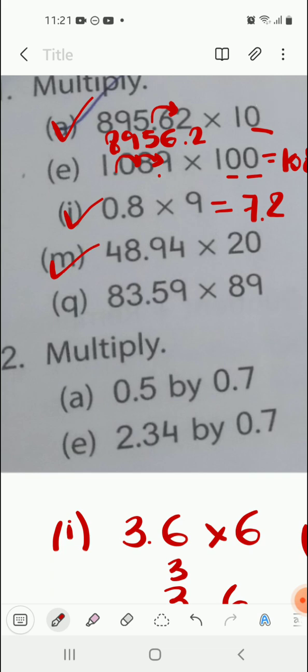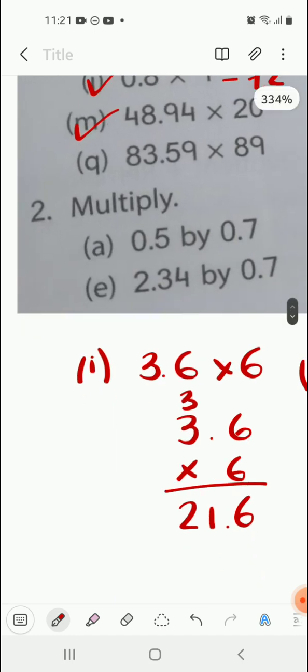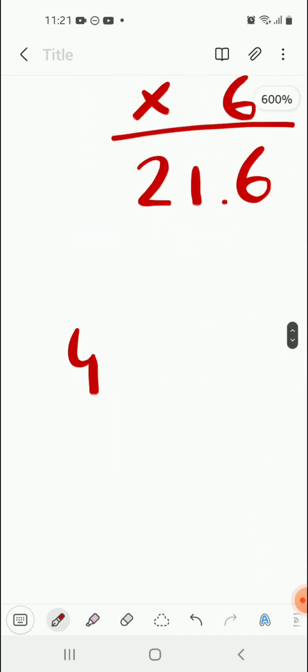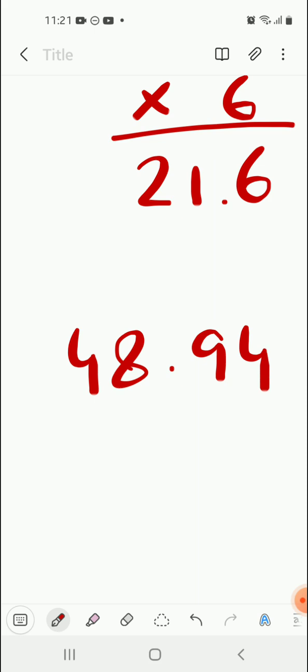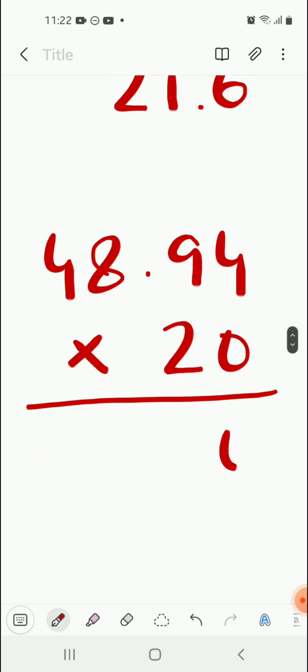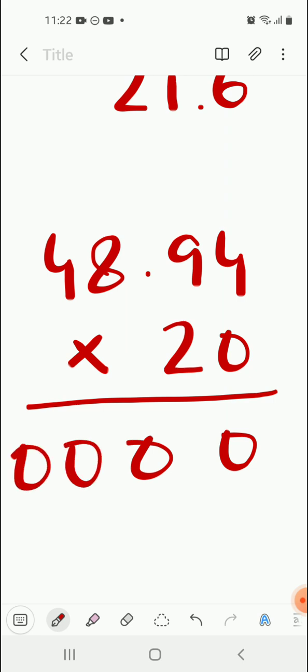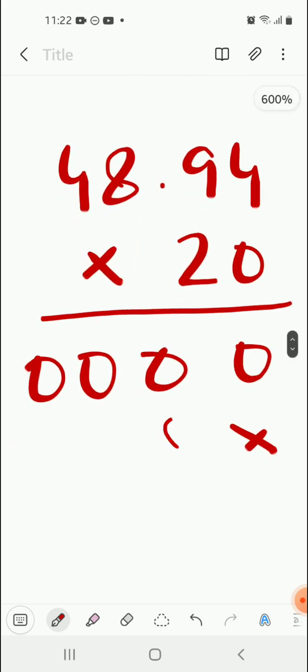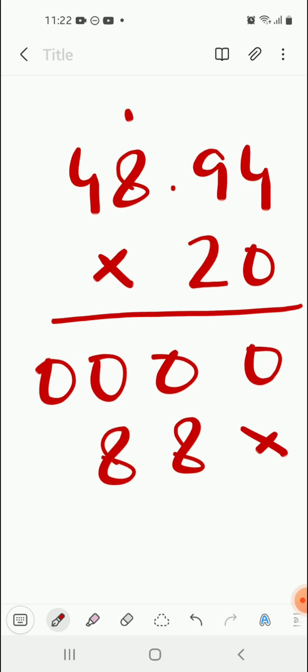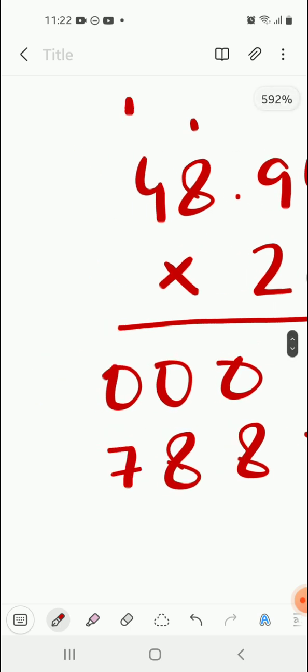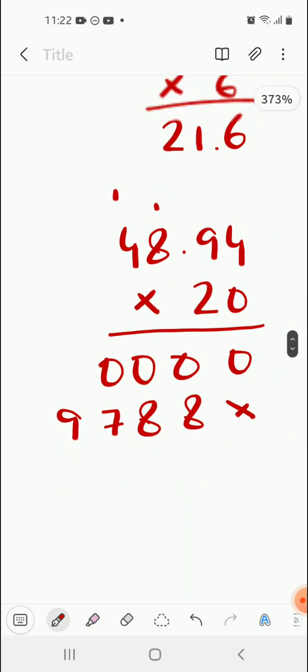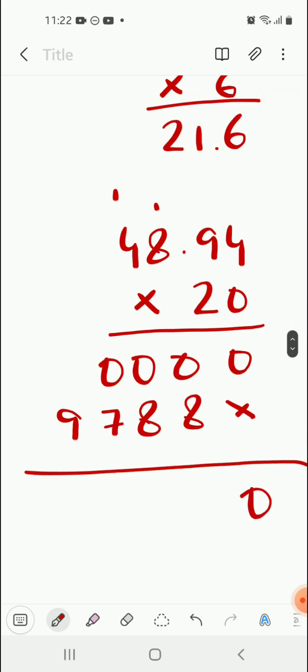48.94 into 20. First of all, 0 into any number is 0. 2 4s are 8. 9 into 2 is 18. 8 2s are 16 plus 1, 17. 2 4s are 8 plus 1, 9. So it becomes 08879.